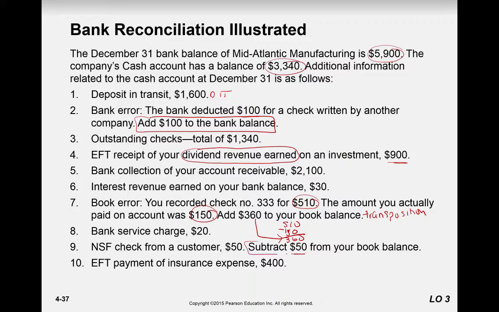And notice, this would not be stated in this fashion as you work on your examples. This is just our illustration. So you'd have to know that an NSF check from a customer you have to subtract from the book balance. And then you have an EFT for insurance expense of $400.